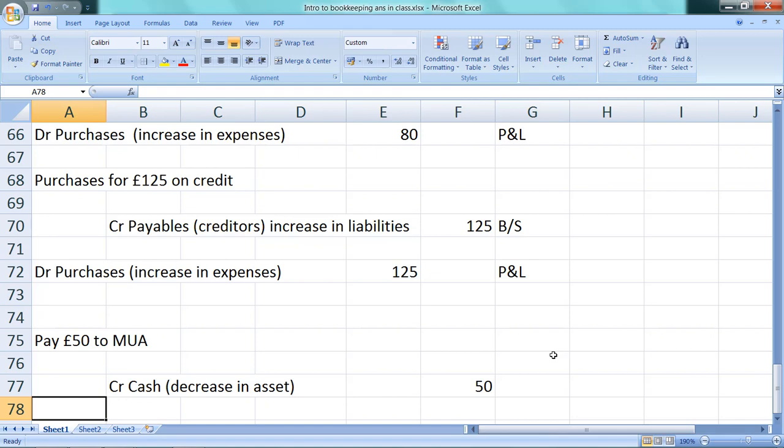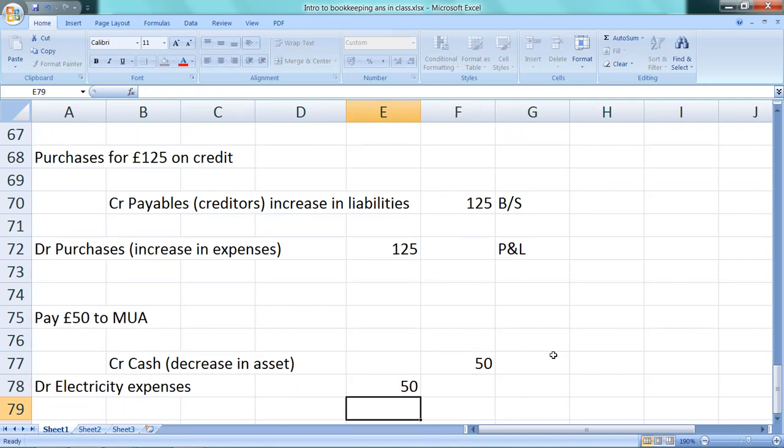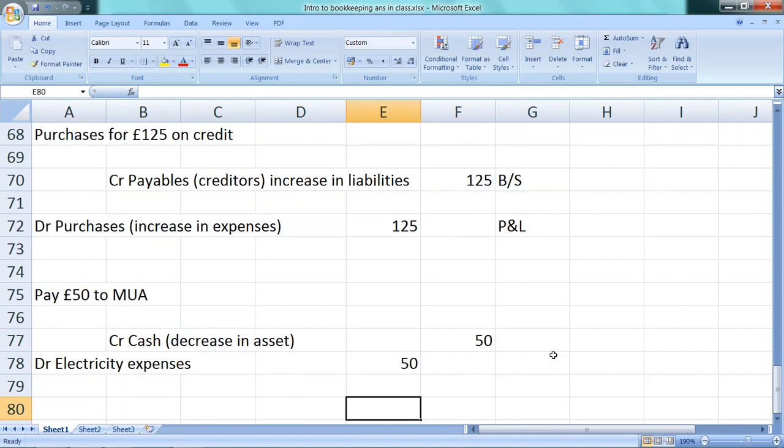I'm then going to debit. What am I going to debit? It's going to be some sort of expense, isn't it? So I'm going to debit electricity expenses to the tune of £50. Does that make sense? So what we've got is the impact on the balance sheet is bad news. The impact on the P&L account is bad news. So a credit to the balance sheet is bad news. A debit to the P&L account is bad news.